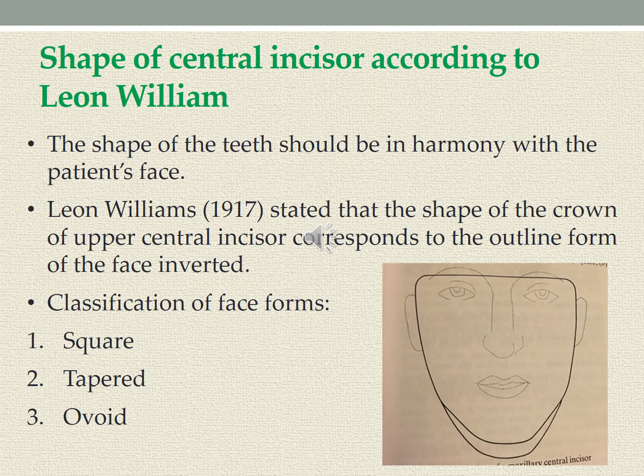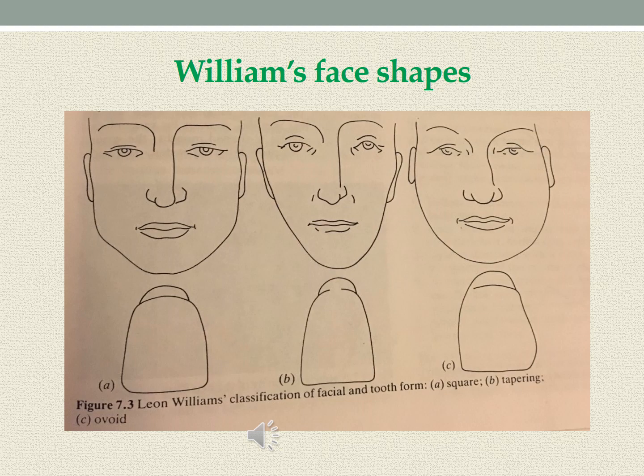So patients with a square face outline should have a square teeth shape. Patients with tapered face outline should have tapered anterior teeth, and patients with ovoid face outline should have ovoid teeth. This is what Leon Williams stated in 1917. So according to Williams' face shapes, a square tooth shape will fit a square face shape, a tapered tooth shape will fit a tapered face shape, and an ovoid tooth shape will fit an ovoid face shape. But again, this has no scientific basis.